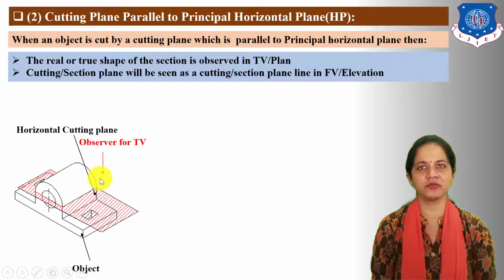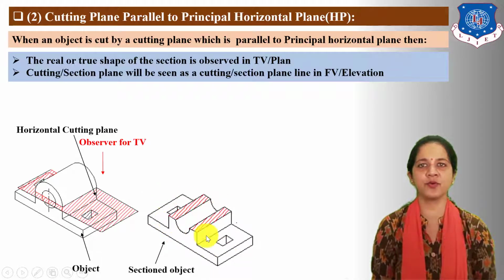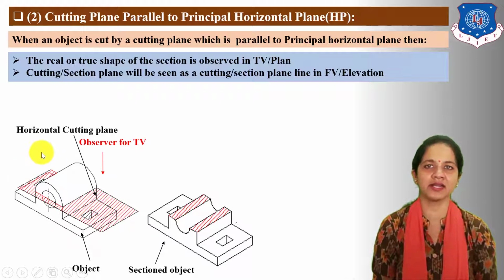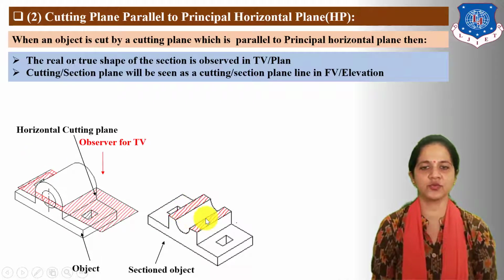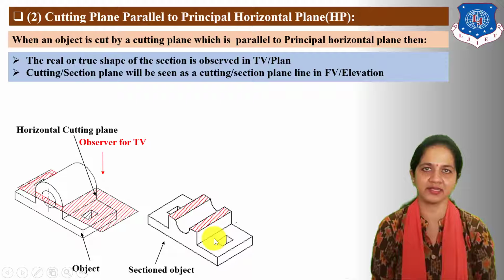Now when we observe this object after taking section by the horizontal cutting plane, then we need to remove the portion between the observer and the cutting plane. So here you can see the remaining portion of this 3D object after taking section by the horizontal cutting plane. Here these two rectangle surfaces are cut by the horizontal cutting plane or touching the object. So here we need to draw section or hatching lines.